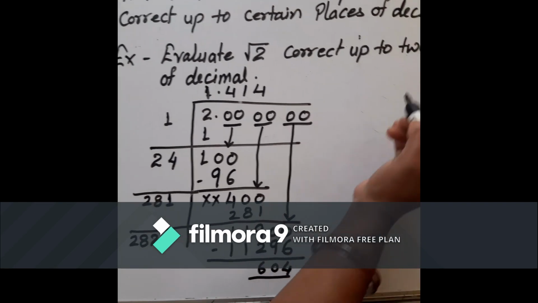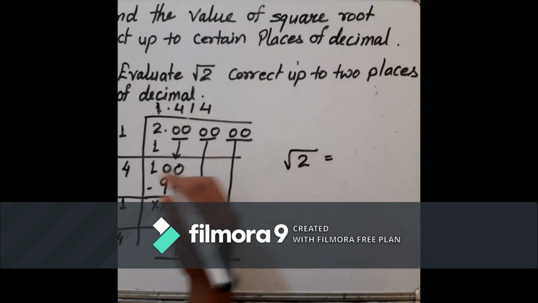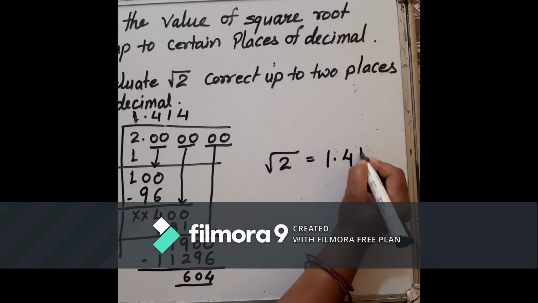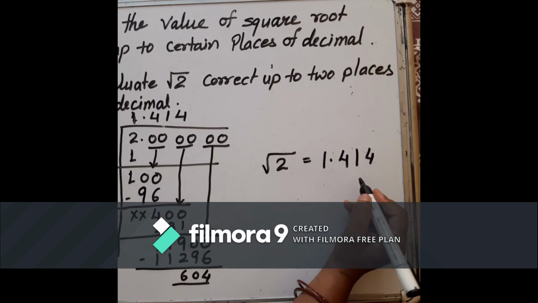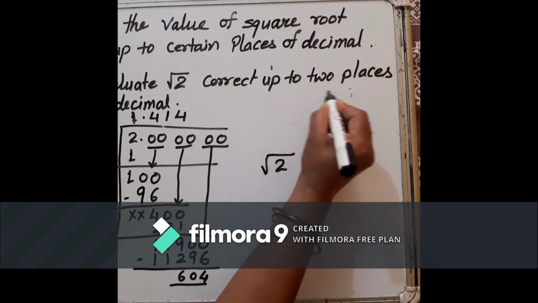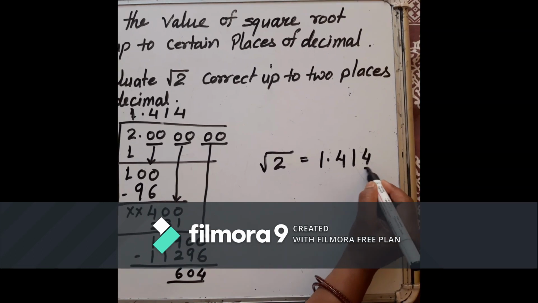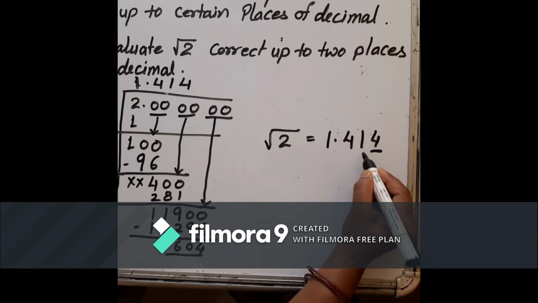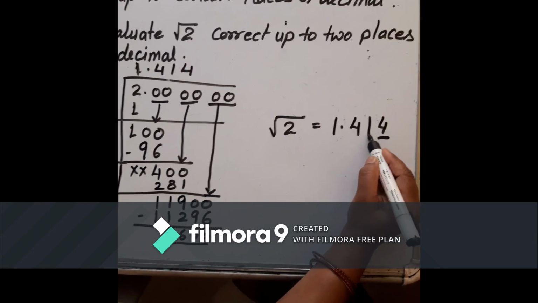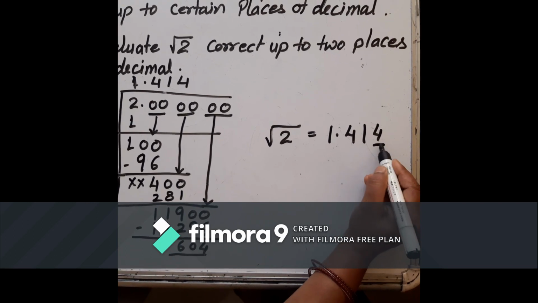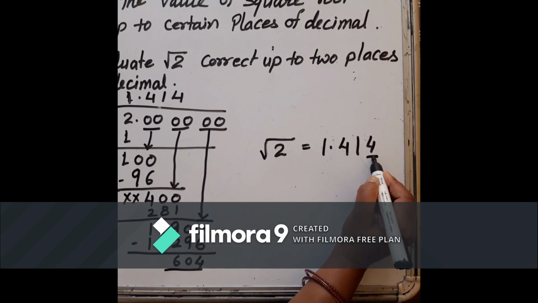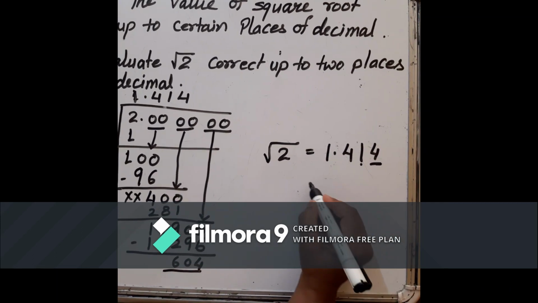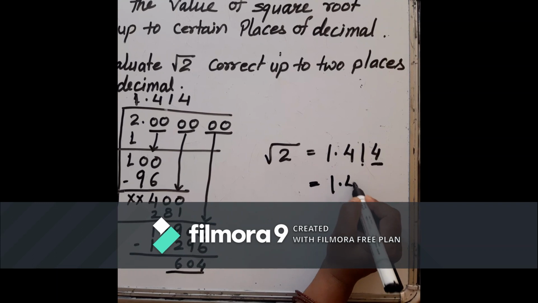Here, taken up to 3 places, the square root of 2 is 1.414. The answer must be correct up to 2 places, so we look at the third place digit, which is 4. It is less than 5, so we round down and keep it as it is. If the digit is more than 5 or equal to 5, then the second place digit is increased by 1. So the answer becomes 1.41.